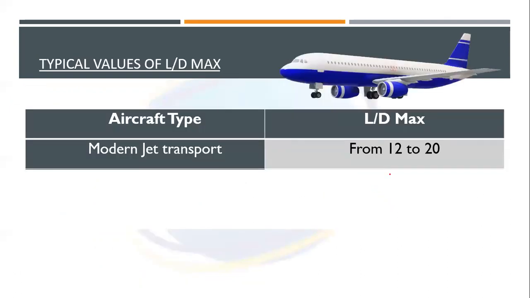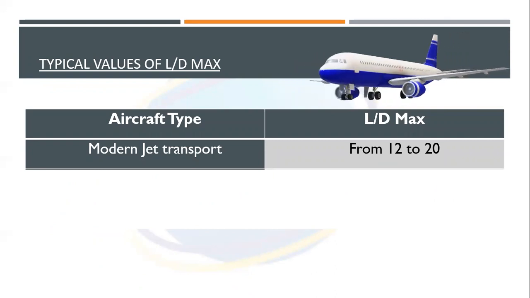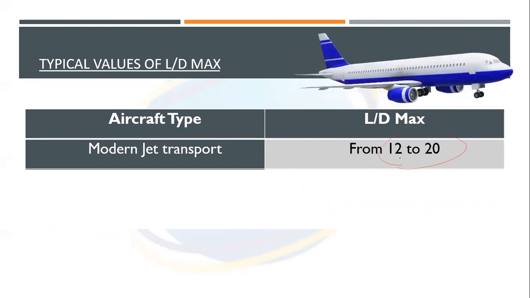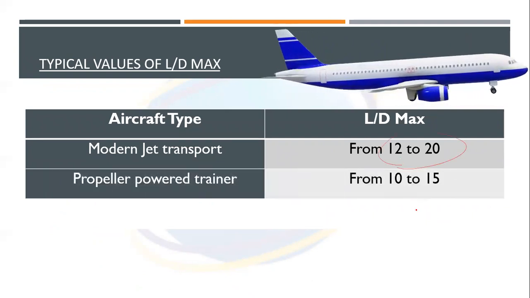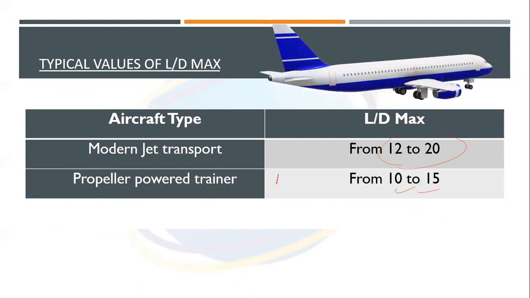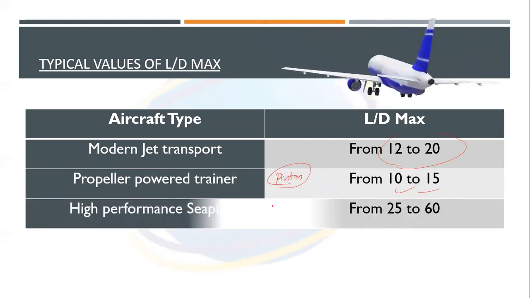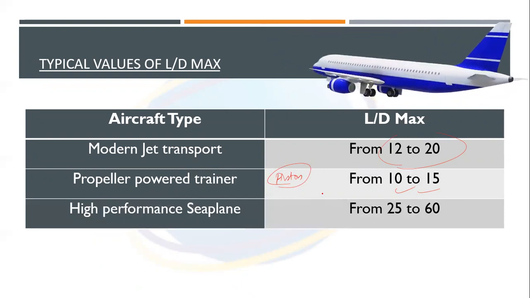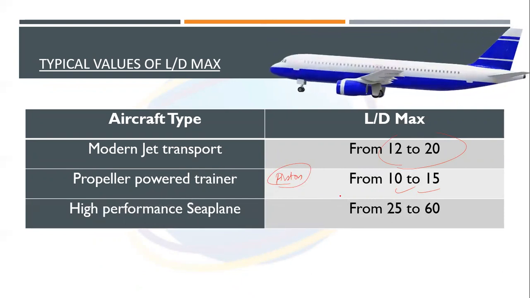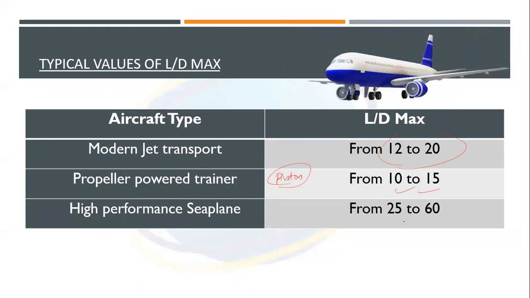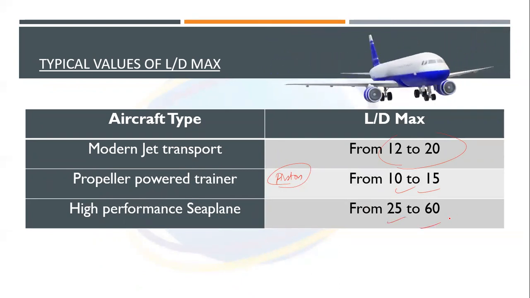Okay? So we'll do a comparison of all the aircraft, modern types. Modern jet aircraft has 12 to 20. Okay, you can see the L by D ratio is 12 to 20. Propeller ones, the training ones, have a lower one because of the piston engine. You'll understand the piston engines in the class. Then we have the seaplanes. Okay, seaplanes are very aerodynamic, and when they are very aerodynamic, they have a very good L by D.